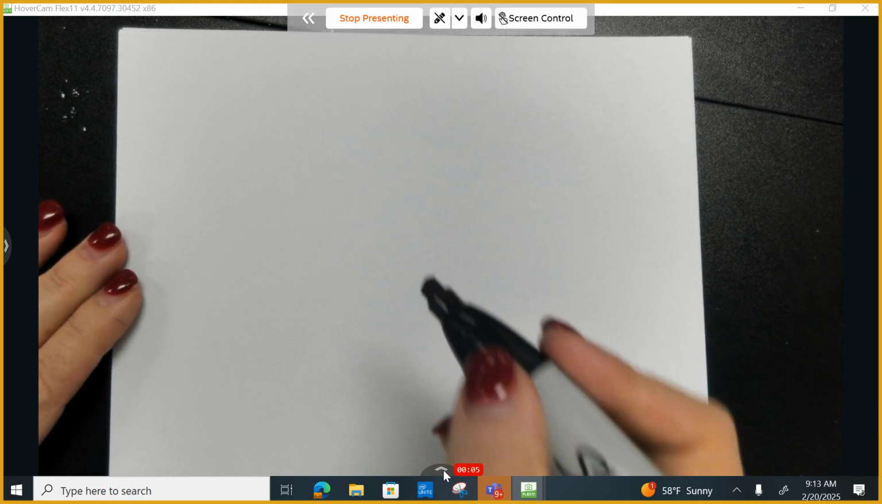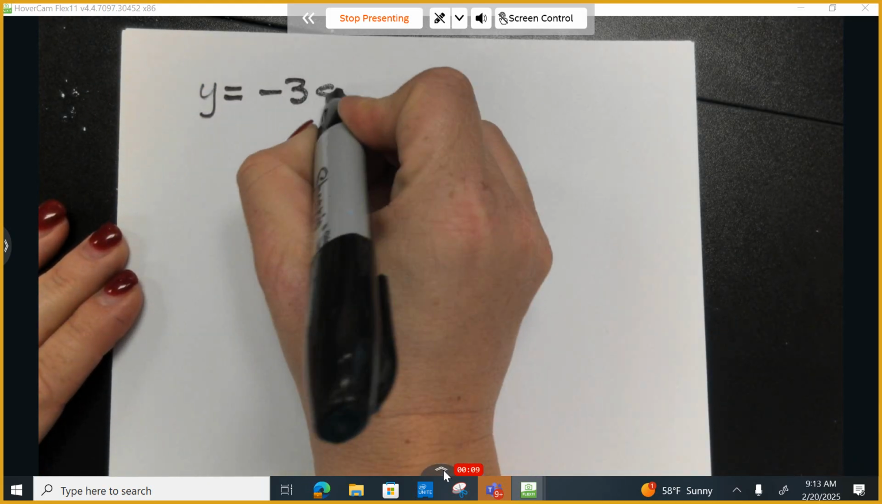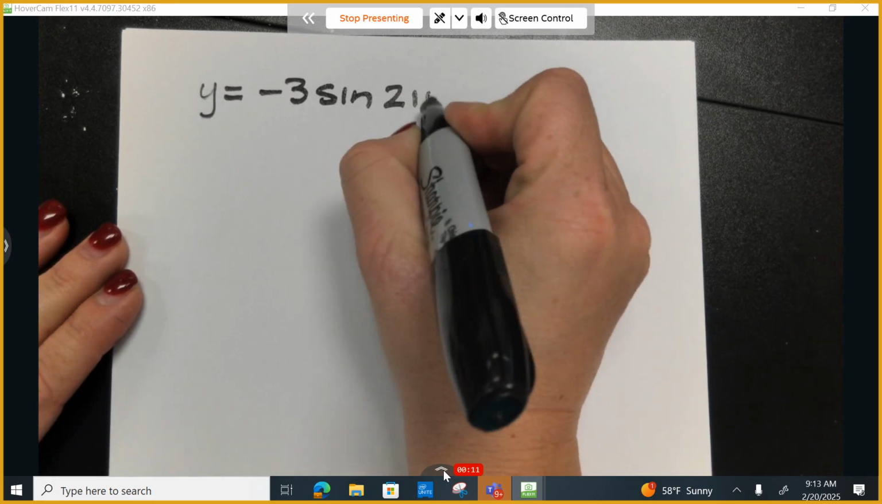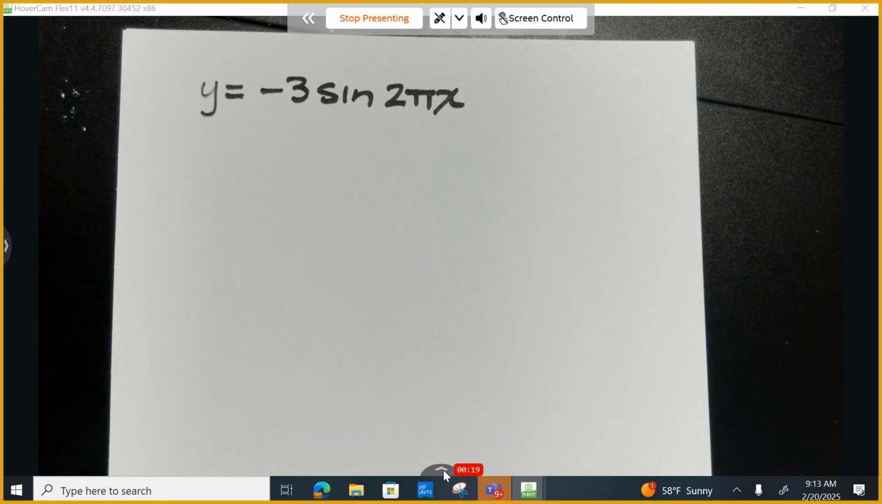Okay, we are going to pick up where we left off yesterday. This is our first example. Y equals -3 sine of 2 pi x. The first thing I want you to recognize is, where do we start when we want to graph?